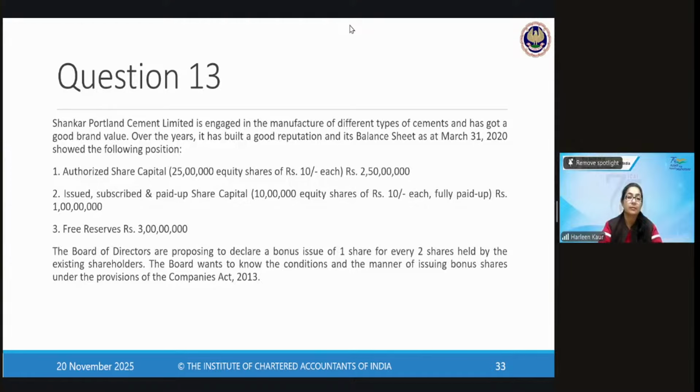Good. You can write in the chat box also. It's okay. Authorized share capital is given. Okay, Ram wants to try it out.